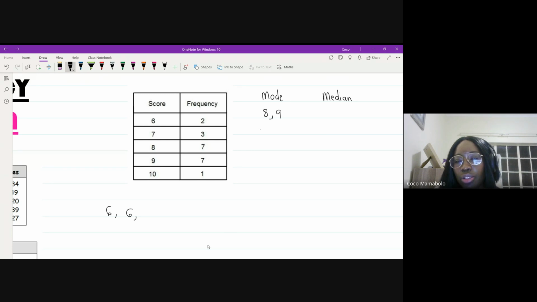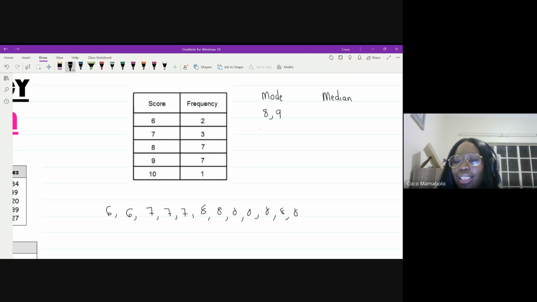Look at it. So the first 2 values were the 2 6s. That's it. Correct, Khulani. So we would get 7, and then 7, and then 7. And then after this, I would get 7 eighths. So I would have 8, 8, 8, 8, 8, 8, 8.